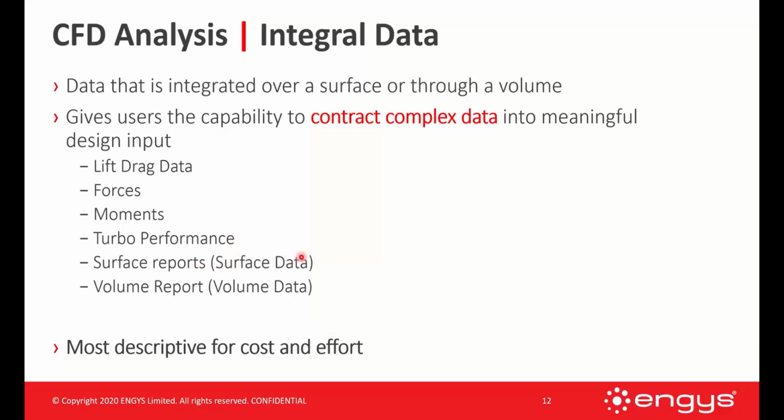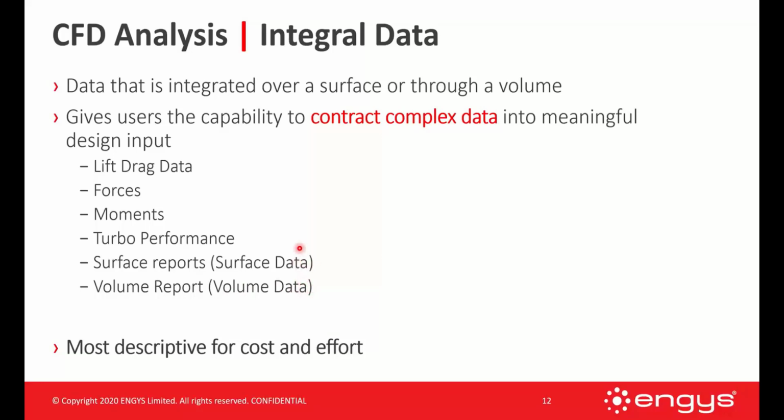Surface reports are something that I use on a regular basis, and this gives us the mean, the max, and the min of a particular primitive data type or derived data type over a surface. So we'd be able to get average pressure on a patch or average pressure on an outlet, and we'd be able to see the min and the max. Next, we have volume reports, which gives us the min, the max, and the mean of a variable over space.